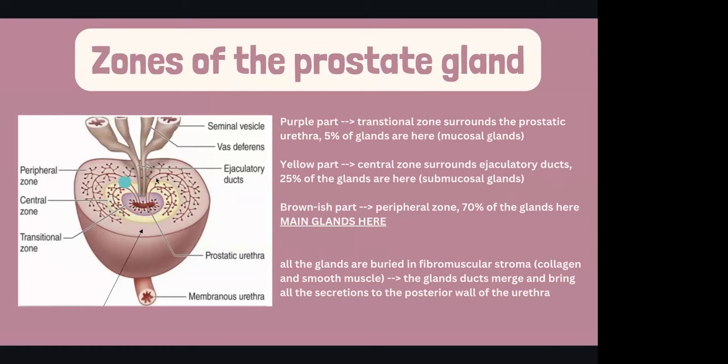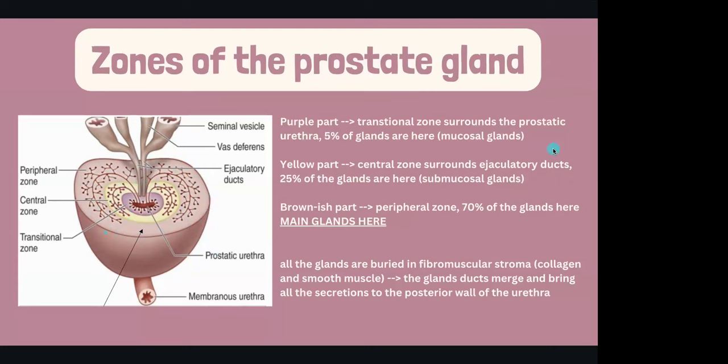Then this part is the central zone, and it surrounds the ejaculatory duct, and it has 25% of the glands, which are the submucosal glands. And then you have the peripheral zone, which is the brown part here, and it has 70% of the glands, and the main glands are here. All of these glands are buried in the fibromuscular stroma, which is the collagen and the smooth muscle, and the ducts of all the glands merge together and bring all the secretions to the posterior wall of the urethra.